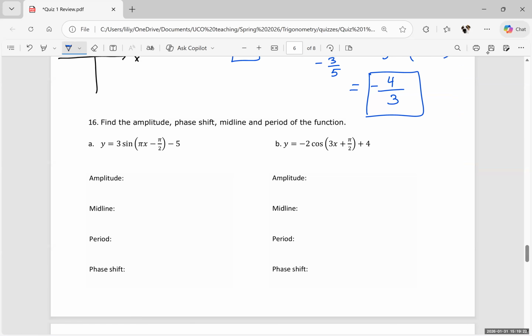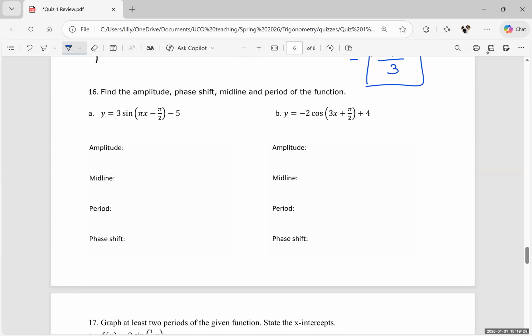All right. Now into chapter 6. Find the amplitude, phase shift, midline, and the period of this function. I gave you two different functions, one with a sine, one with a cosine. The formulas are the same for both, so let's go through this step by step. Amplitude.